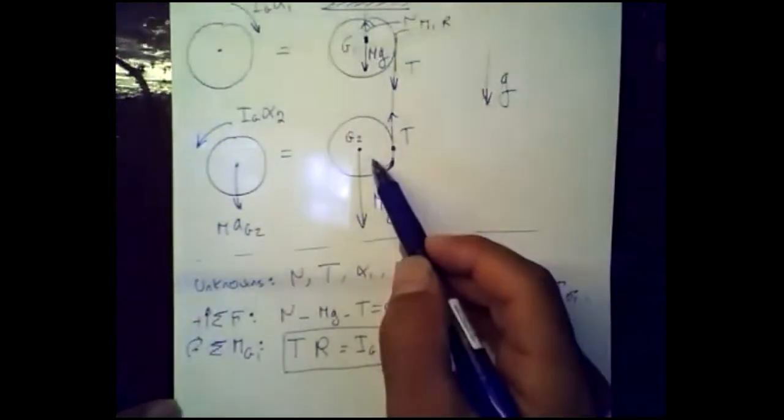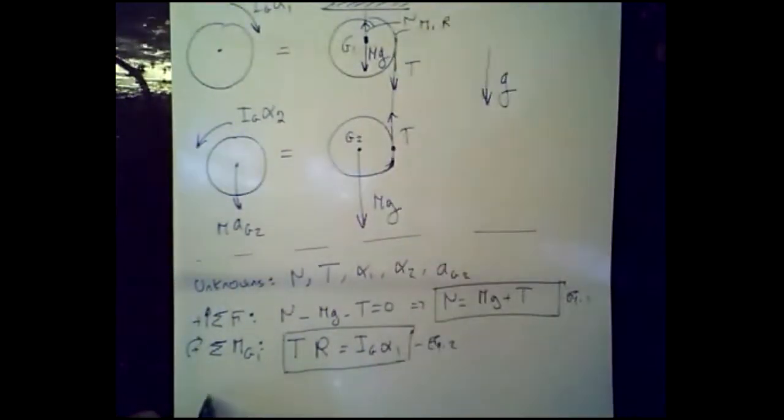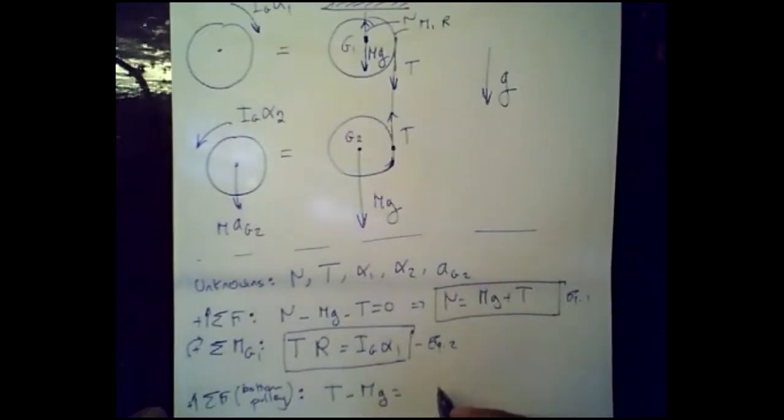So I know I can sum the forces on this guy vertically, right? So summing the forces on the bottom pulley, I'm going to end up with T minus mg is equal to minus m aG2, right?